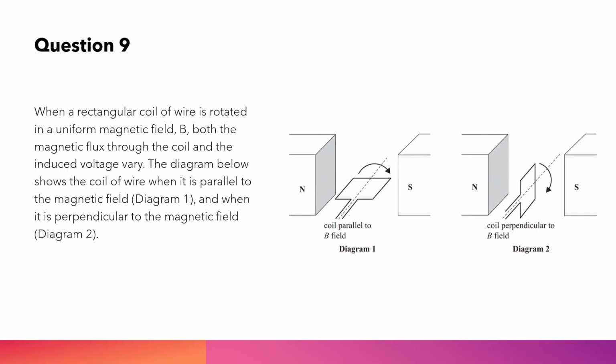When a rectangular coil of wire is rotated in a uniform magnetic field, B, both the magnetic flux through the coil and the induced voltage vary. The diagram below shows the coil of wire when it is parallel to the magnetic field, diagram 1, and when it is perpendicular to the magnetic field, diagram 2.